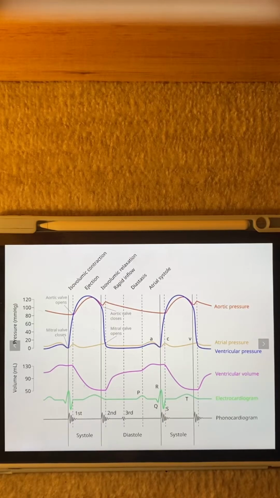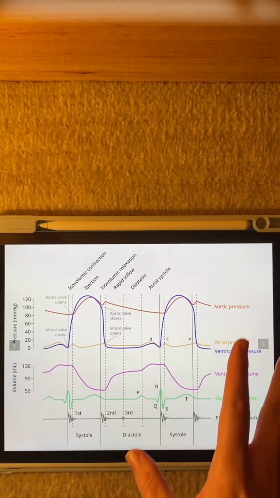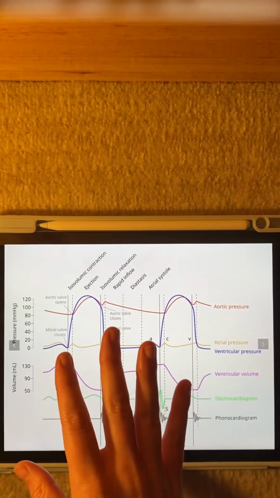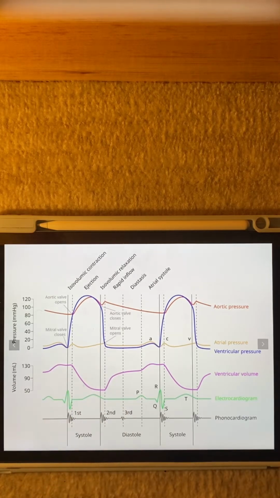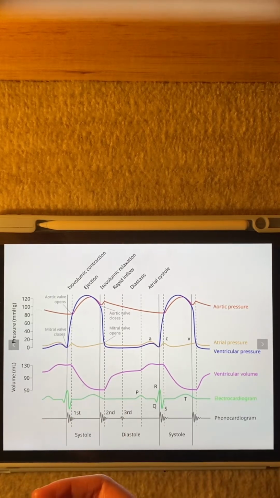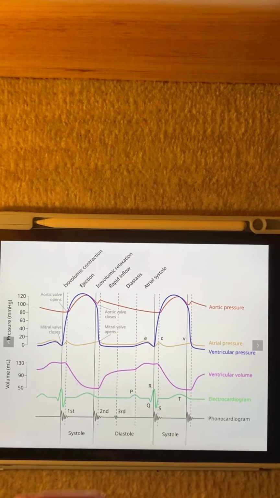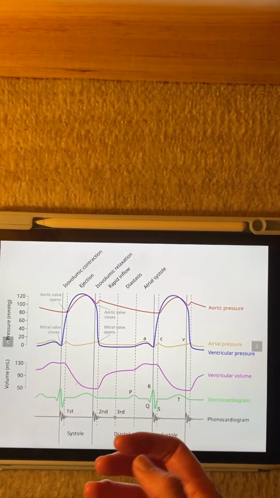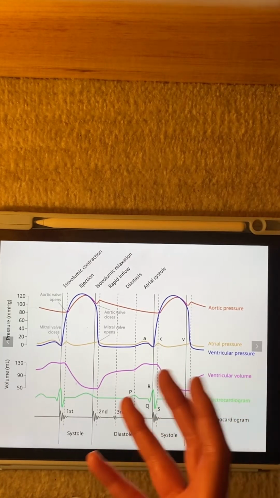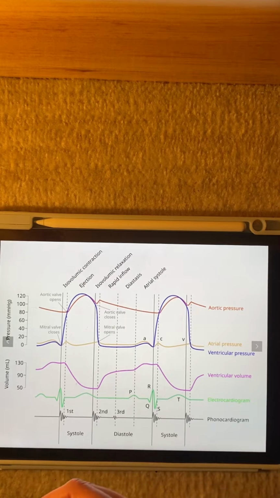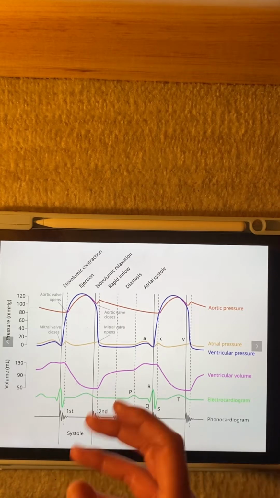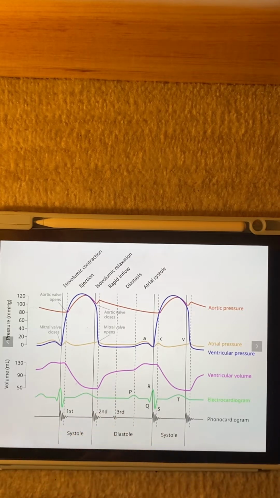Alright, today in this video we're going to be talking about Wiggers diagram. So what is Wiggers diagram? It is what you see right here. It's a time-based representation of various aspects that make up cardiac physiology. Specifically, it integrates depolarization and contraction with pressure and volume changes in the heart.